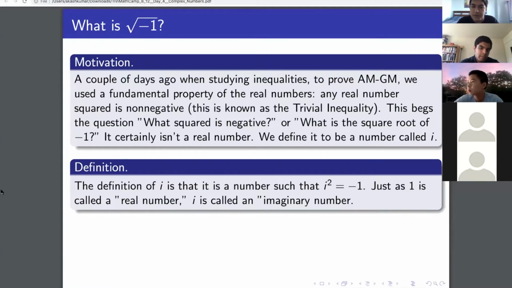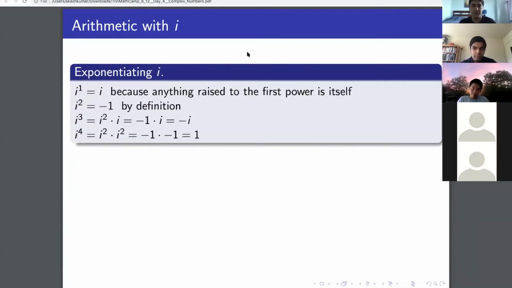And just a little bit of terminology. We call 1, 2, 5, 6.7 real numbers. i is called an imaginary number. That's why it's called i, for imaginary. Now just a little bit more about i.